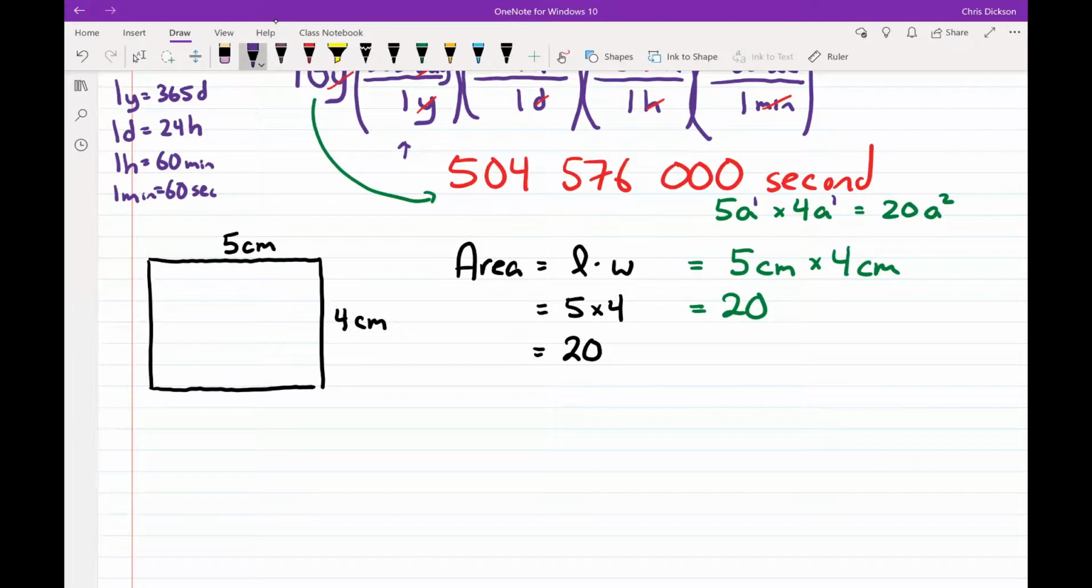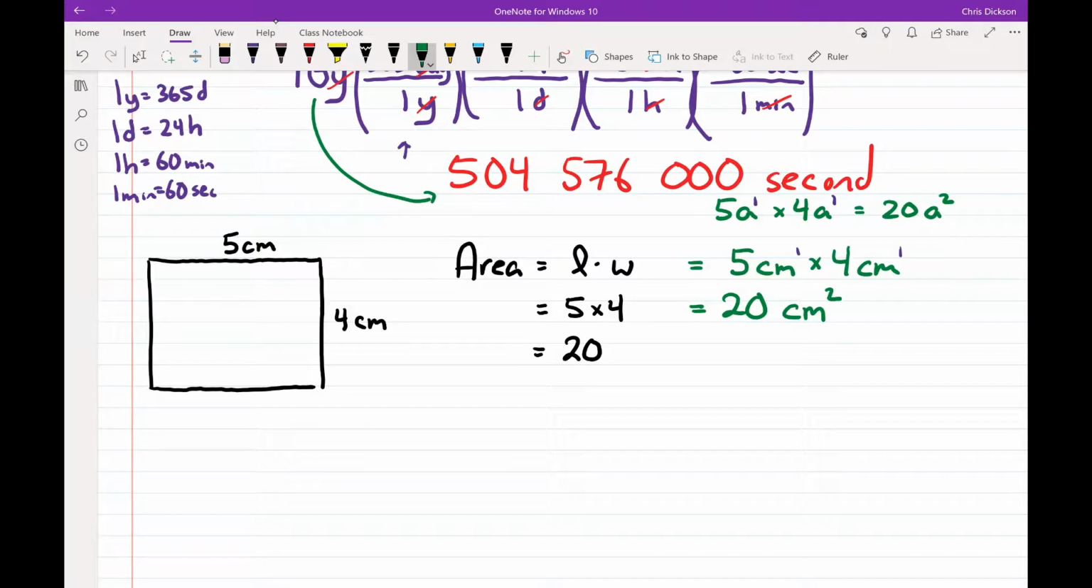So here you've got centimeters to the power of 1. We don't usually write that 1 in. So it's the same kind of question. You're going to get centimeters squared. So the area is 20 centimeters squared here. And in fact, anytime you do an area question, the units are always going to be squared. You're always timesing the two numbers together here.